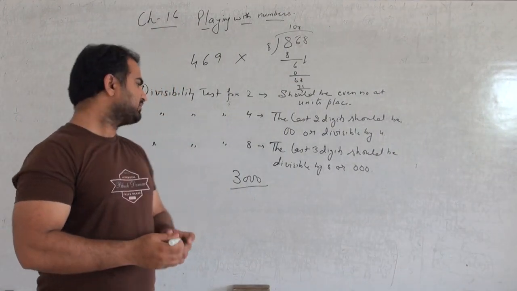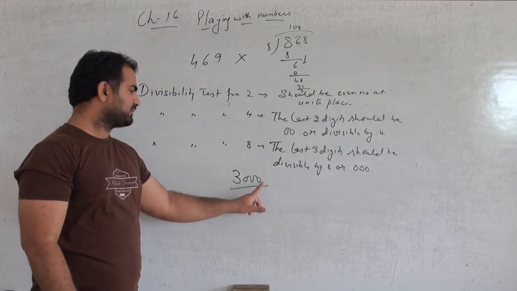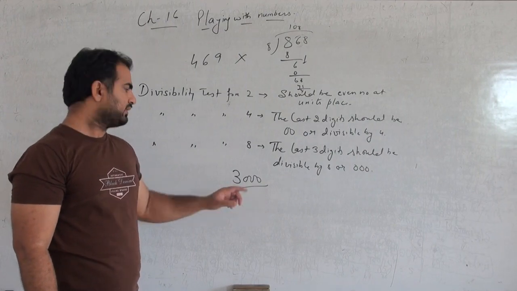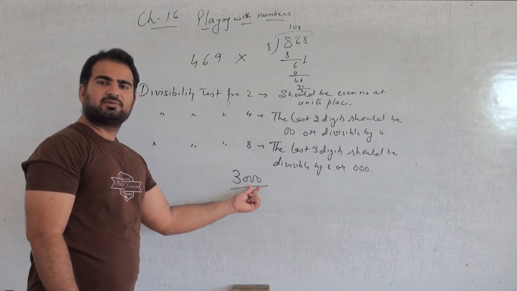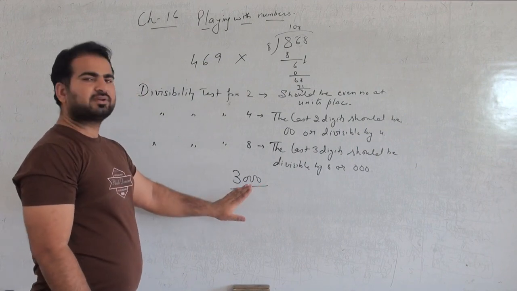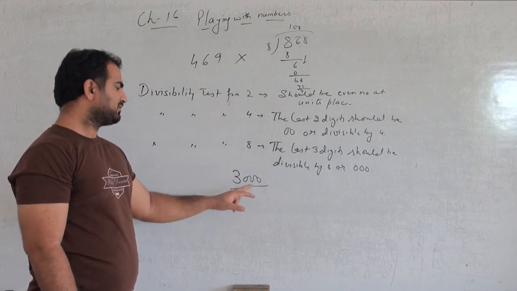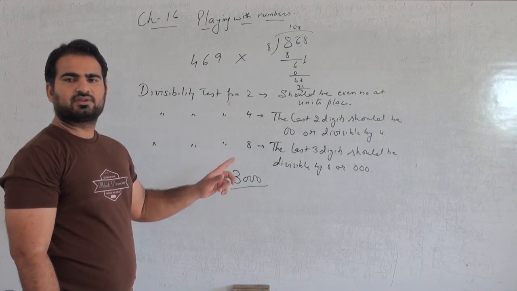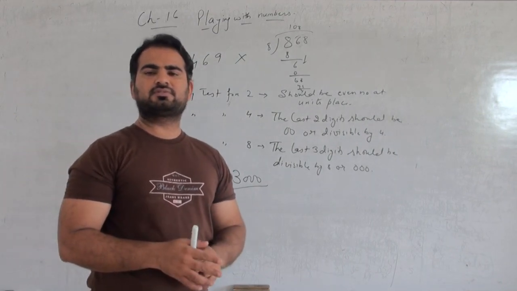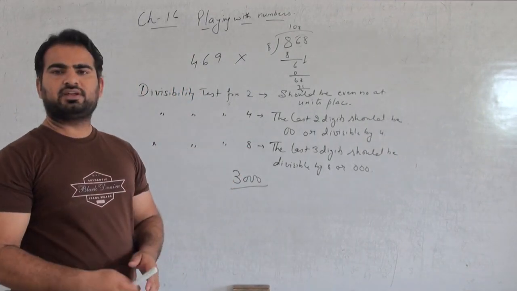First of all, is it divisible by 2? Yes, because it has a 0 in there. Okay, is it divisible by 4? Yes, because it has 00 there. Is it divisible by 8? Yes, it is divisible by 8 because it has 000. Okay, so this is the divisibility test of 2, 4 and 8.